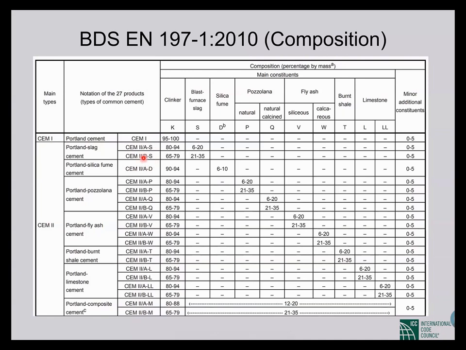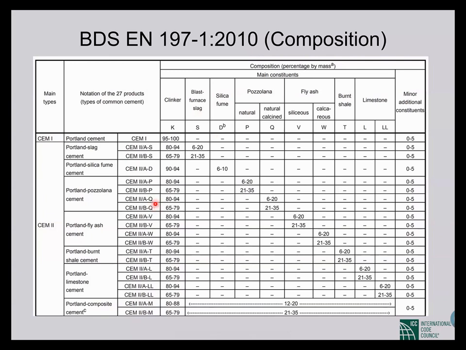So now you understand what is CEM 2 A and what is CEM 2 B. Then comes this S, D, P, Q, V, etc. So by S, it means blast furnace slag. What is blast furnace slag? We'll talk about it. But this is one kind of additive that is mixed with cement to produce Portland composite cement.